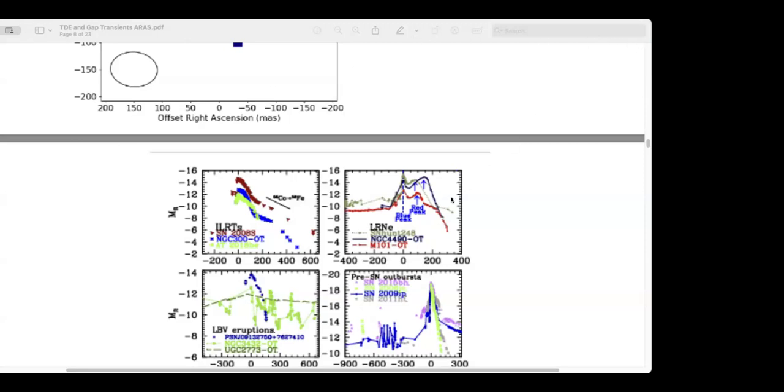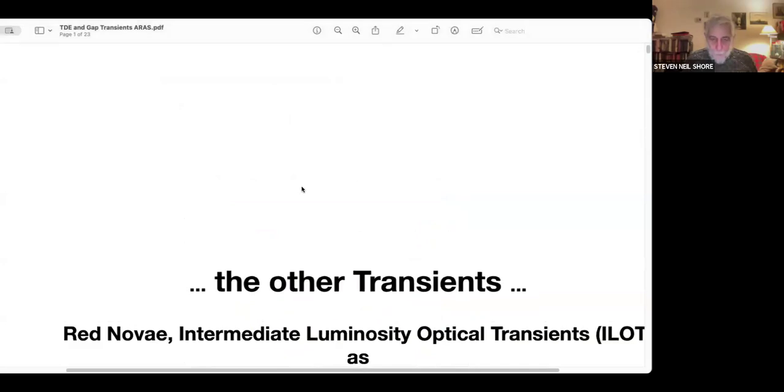Steve, the time axis on this graph we're looking at, is that in days? Yes. Thank you.